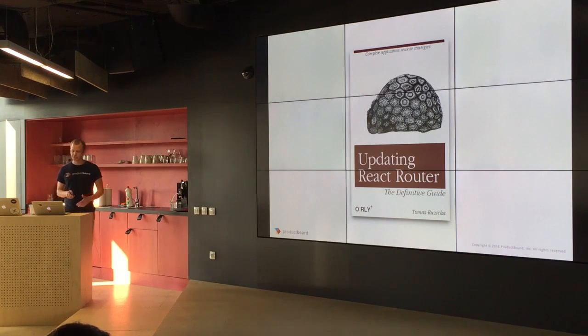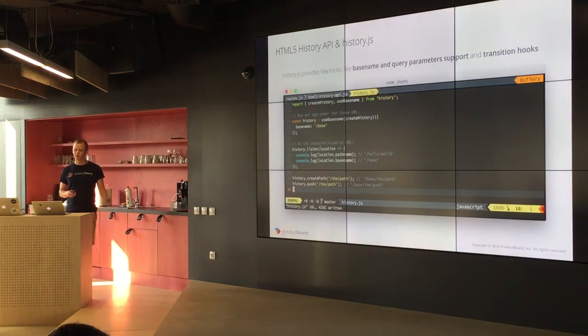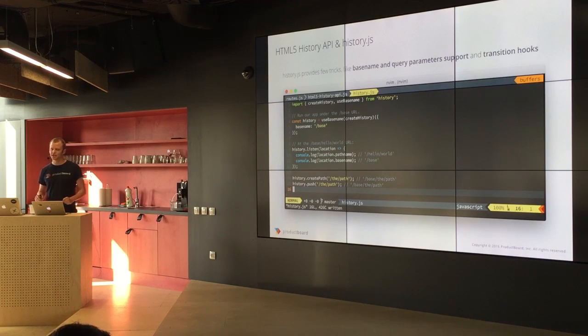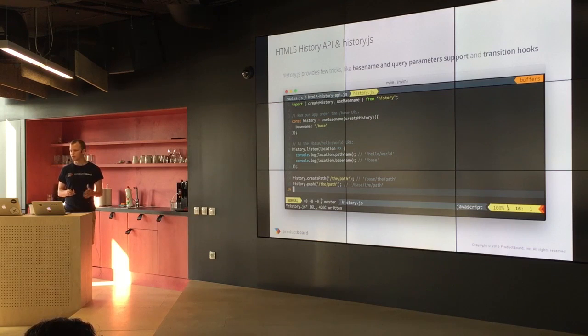What is great to know is that React router is built on top of the HTML5 History API and History.js. History.js is a pretty cool library that sits on top of the HTML5 History API and brings some cool stuff, for example, basename support or query parameter support. It's good to know this because you'll be using it either directly or under the hood with React router a lot. So I would recommend you to go through this library and check out what's really there.